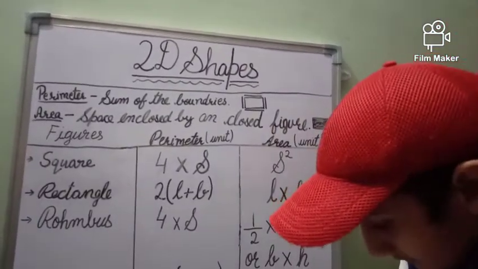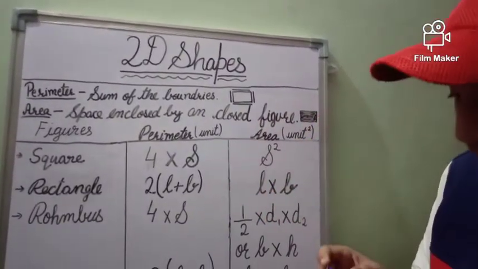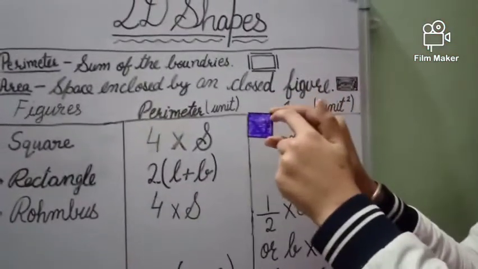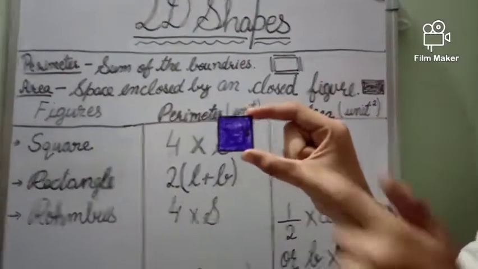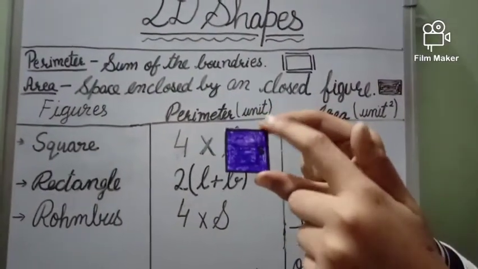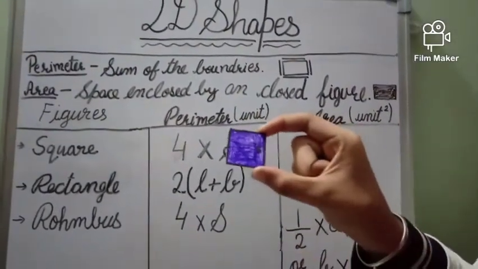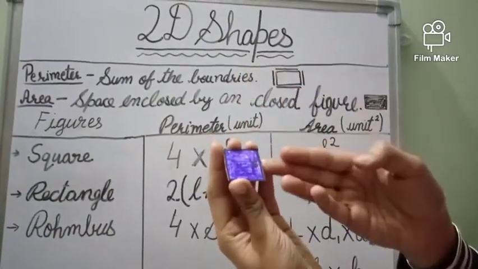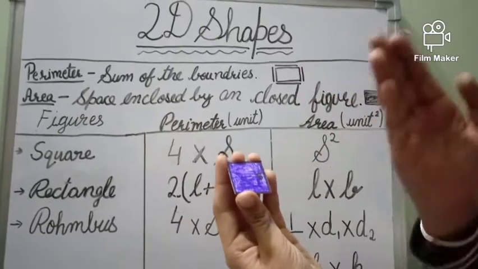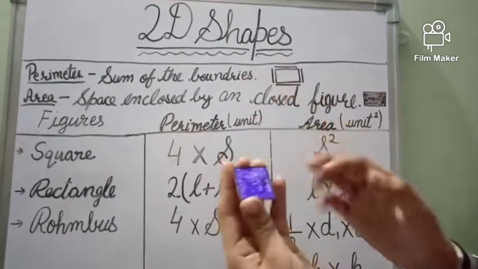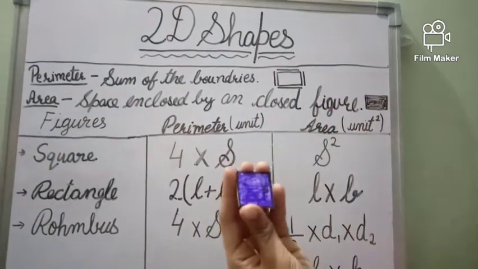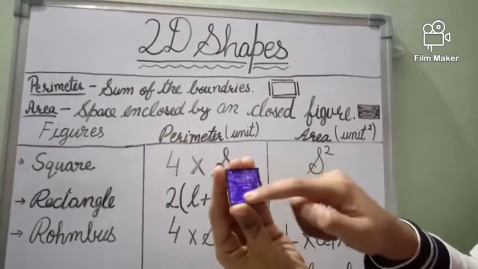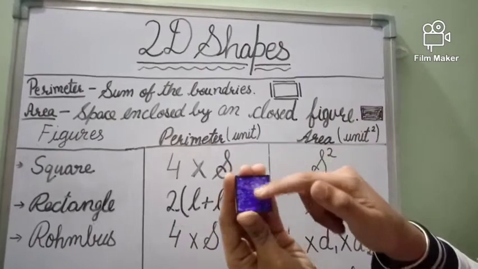So I have taken one square to explain it to you. So this is our square and this is the side of the square. To find this perimeter, we could add all these sides, but we'll straight away multiply it with 4. So it would be the perimeter. And for finding the area, we'll do the square of s. So we would be able to find the area of the square.